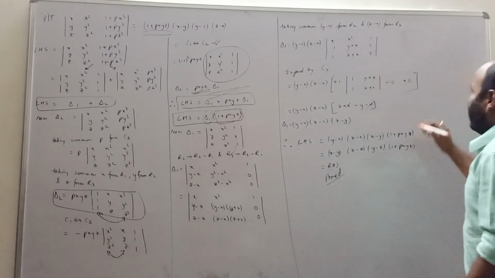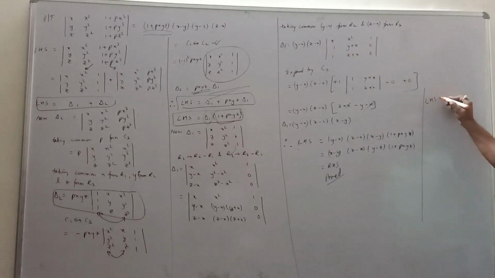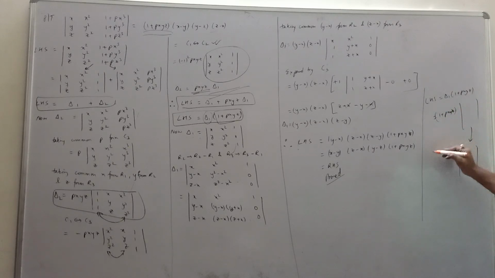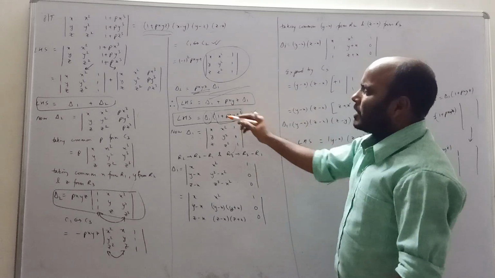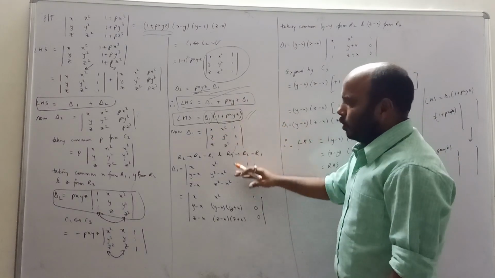See, it's a type of laborer's job. If I start solving the LHS like this, del 1 into 1 plus pxyz, again and again I have to write 1 plus pxyz, and then I have to work with the determinant again and again. So what I am doing, I am keeping it here only. Let's start only with del 1.